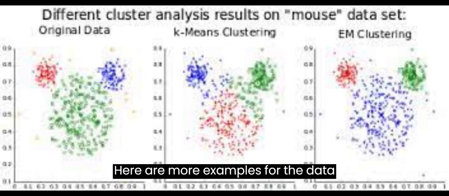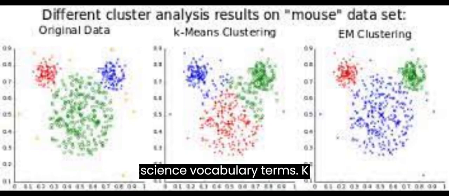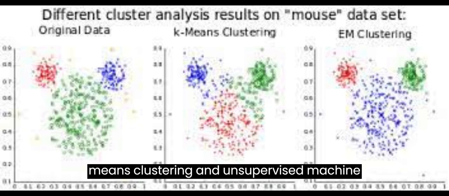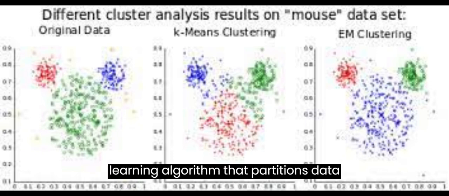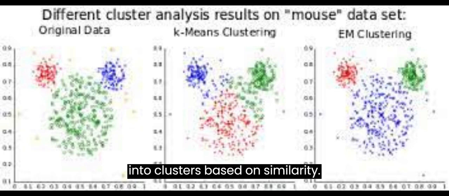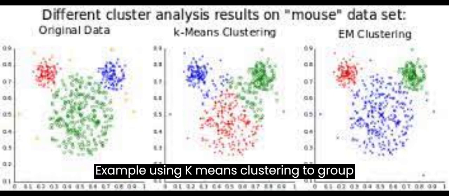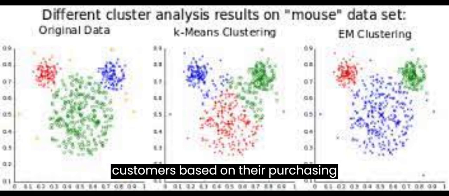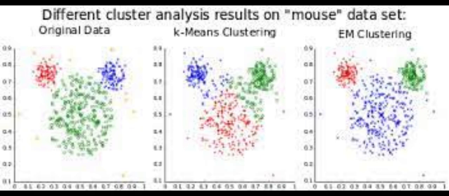Here are more examples for the data science vocabulary terms. K-means clustering, an unsupervised machine learning algorithm that partitions data into clusters based on similarity. Example, using K-means clustering to group customers based on their purchasing behavior in an e-commerce store.